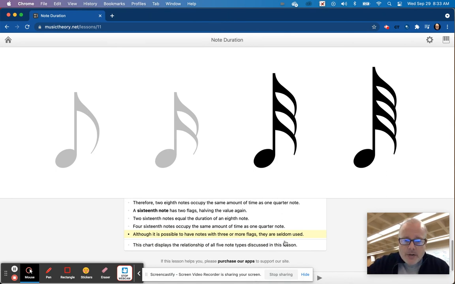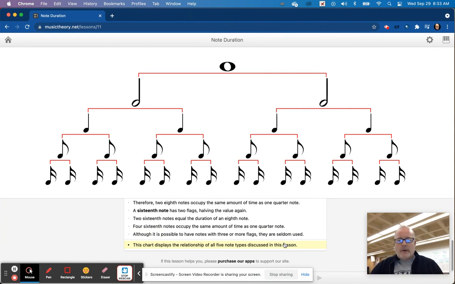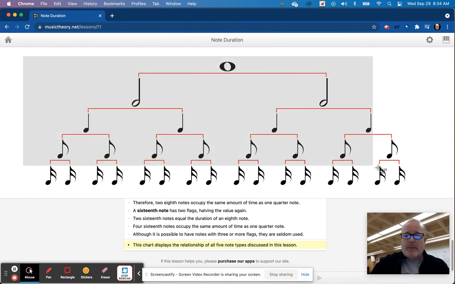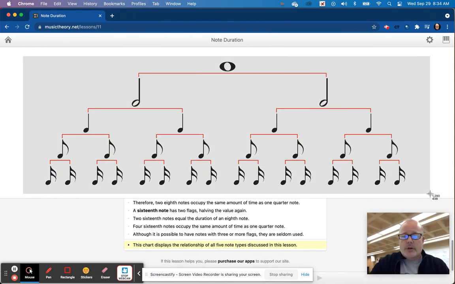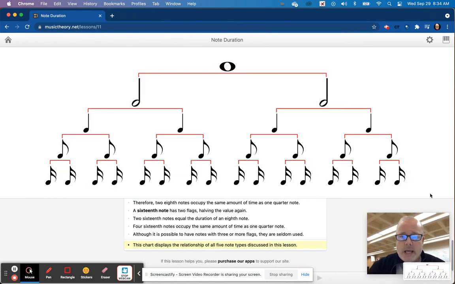Okay, so here is the full-on chart right there. Beautiful. I'm going to go ahead and take a screenshot of that, and I'll post that into our resource folder for note duration. And you can always come back to this music theory lesson, which I'll have posted in Schoology.